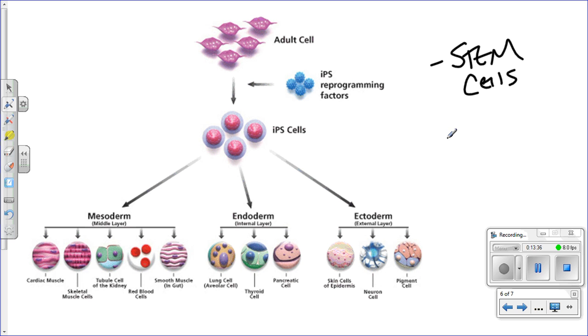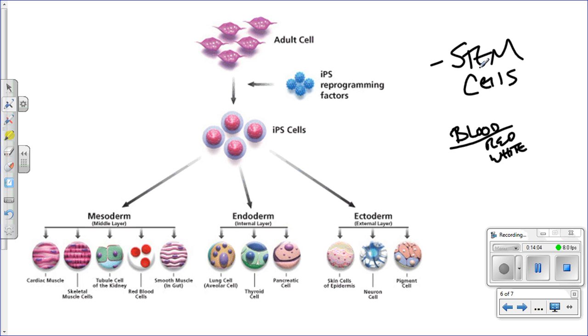Multipotent means that it can change into a variety of cells. An example would be bone marrow, which can turn into all the different types of blood cells. Right? So you have red blood cells, you have white blood cells, you have platelets, all found in the bone marrow. We consider those adult stem cells, and they're multipotent. You can't take a bone marrow cell and turn it into a neuron. That's just not how it works.